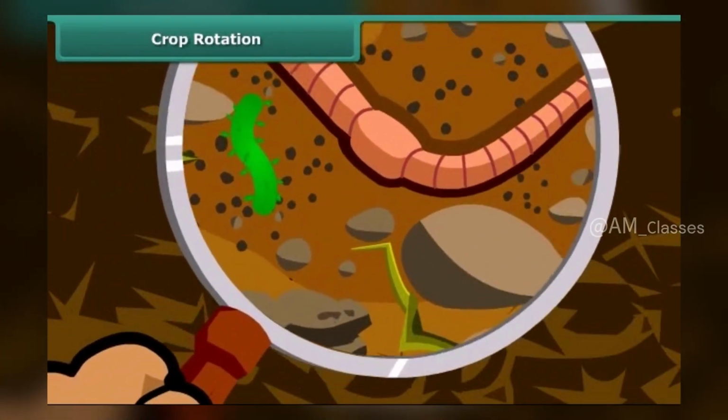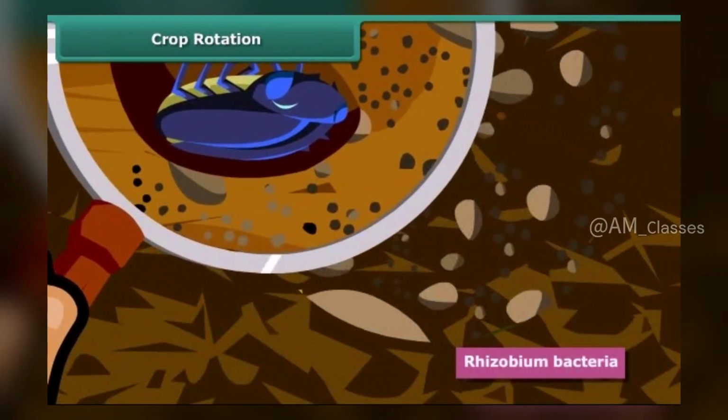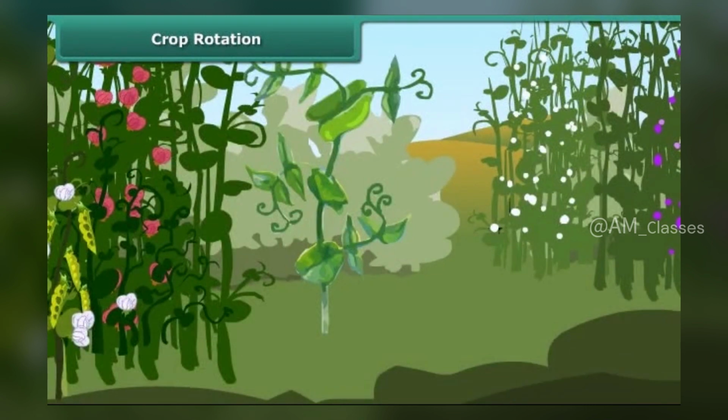You will be surprised to know that some bacteria are present in the root nodules of these leguminous plants. These are known as rhizobium bacteria, which fix atmospheric nitrogen to form nitrogen compounds. When these nitrogen compounds go into the soil, it becomes more fertile. Thus, planting leguminous plants will result in nitrogen-rich soil, and when a cereal is grown in the soil, food grain production increases.